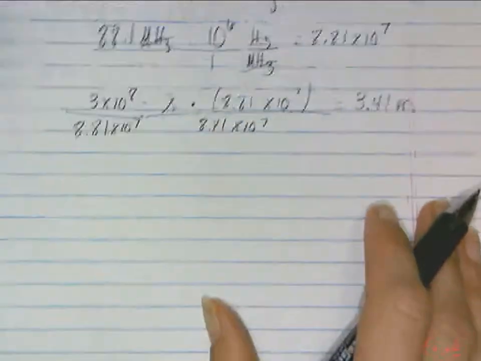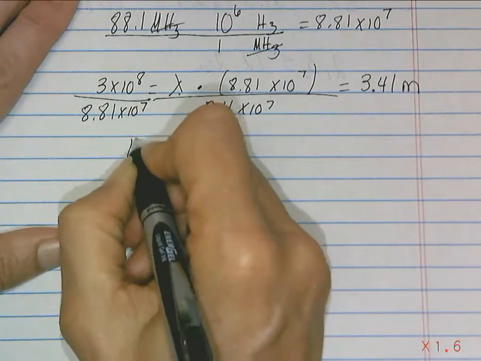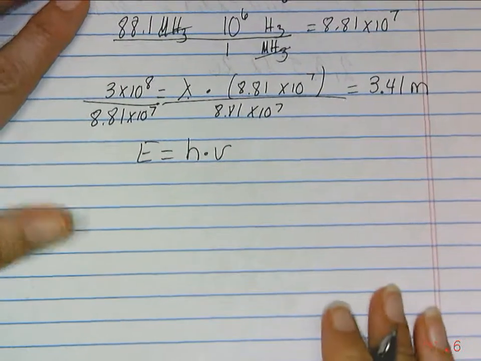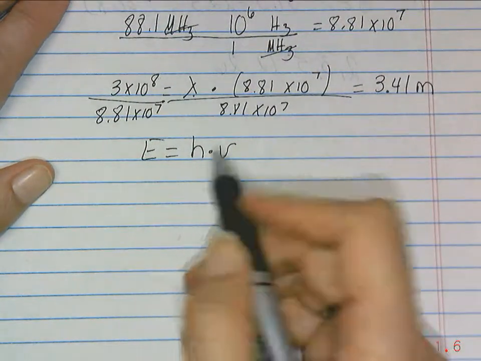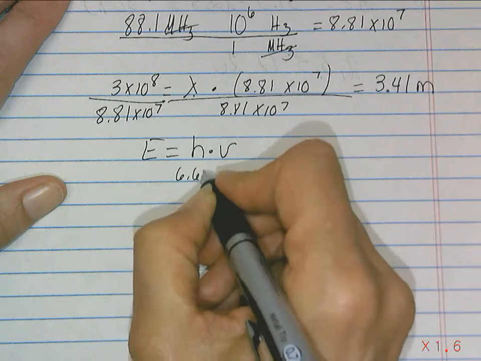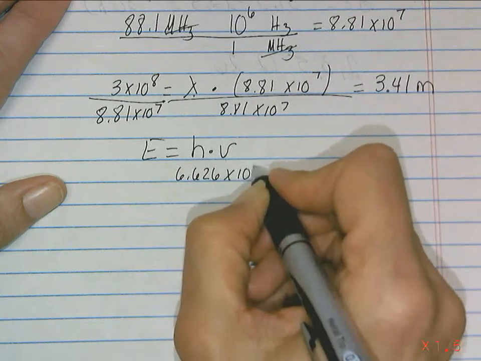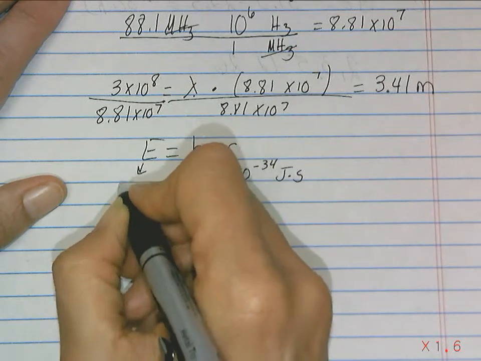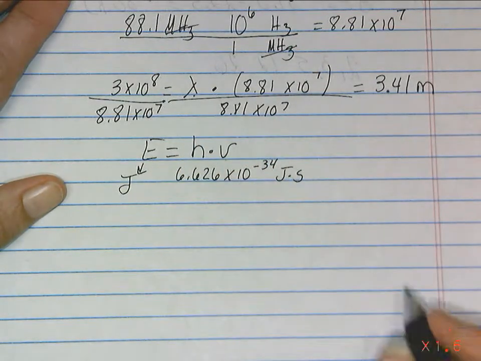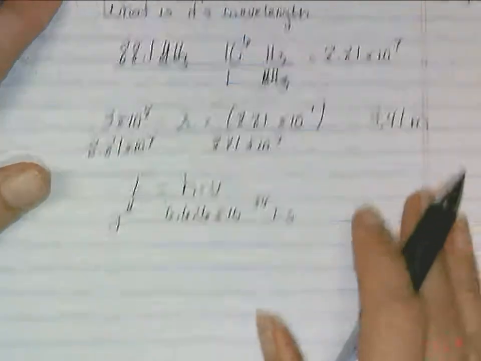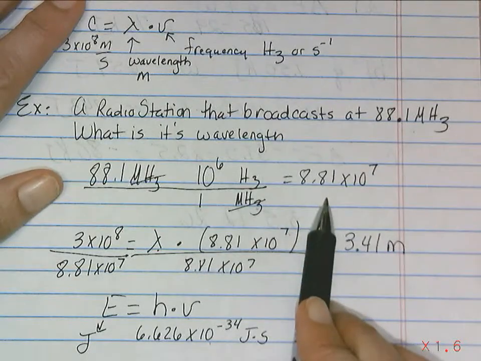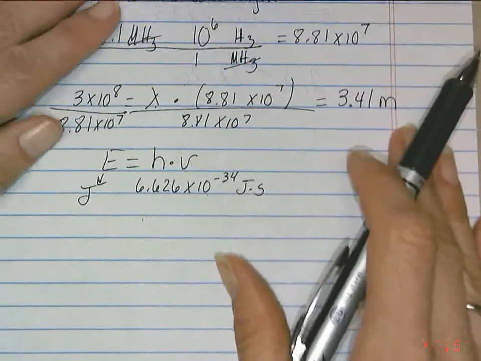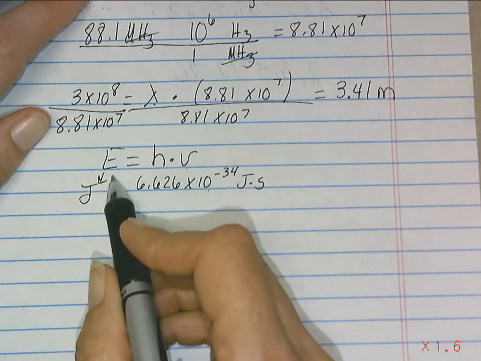Now the other wave equation is E equals h times frequency. All right, this is frequency. h is always 6.626 times 10 to the negative 34th. It's in joule seconds. Your energy is going to come out in joules. Now, let's take the frequency that I have up here, okay, and use it to calculate energy.